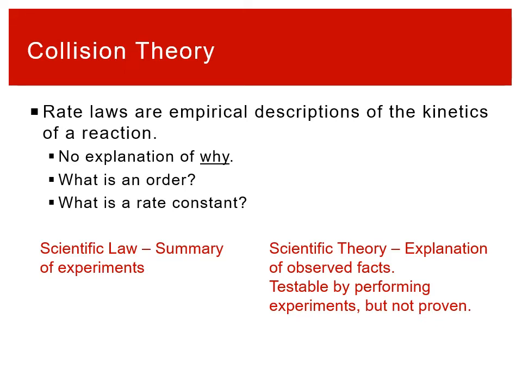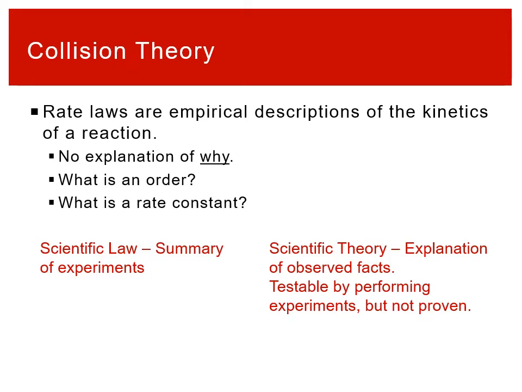Okay, and so this is reflected in the fact that it's named a rate law. A scientific law is just a summary of a lot of experiments, right? This is what the experiments tell us. We know a lot of experiments have told us that these rate laws exist. There are these constants, and then you multiply the concentrations raised to some exponent. And then we call those orders. But there's no explanation of why.